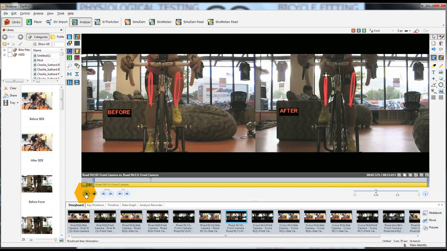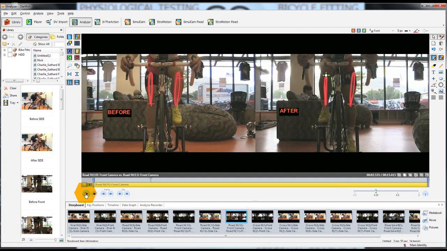What I do is an initial video capture analysis followed by a physical therapy evaluation and a manual bike fit using a goniometer and plumb bob. I then determine what needs to be changed utilizing all of these methods.